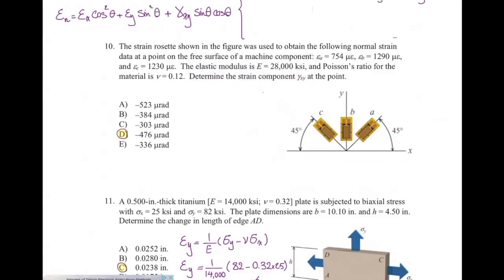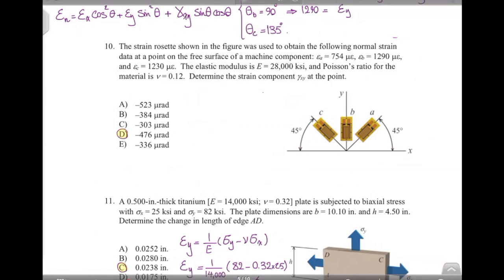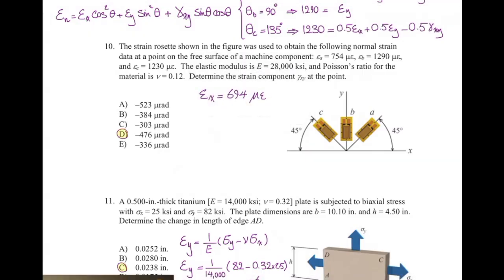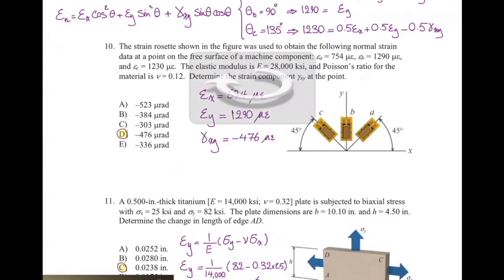How much is theta for gauge B? 90 degrees. Once I plug the values, I get this equation. How much is theta for gauge C? That is 135. It is not 45, because that is measured from the positive direction of x. Once I plug the values, I get a system of equations. If I solve that, we get epsilon x equal to 694, epsilon y 2090, and gamma xy negative 476, which gives us option D.